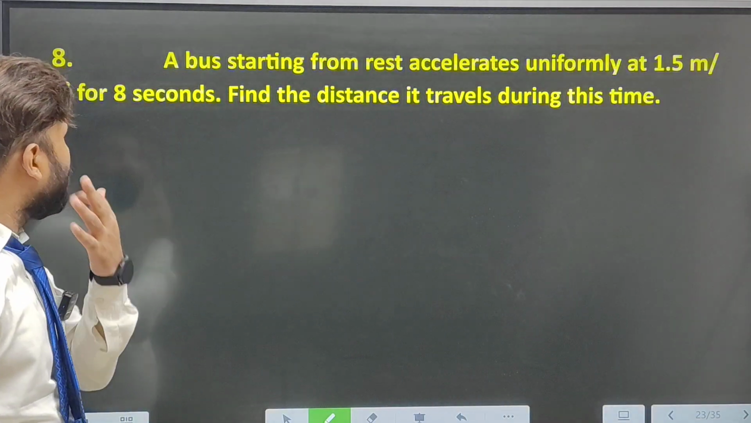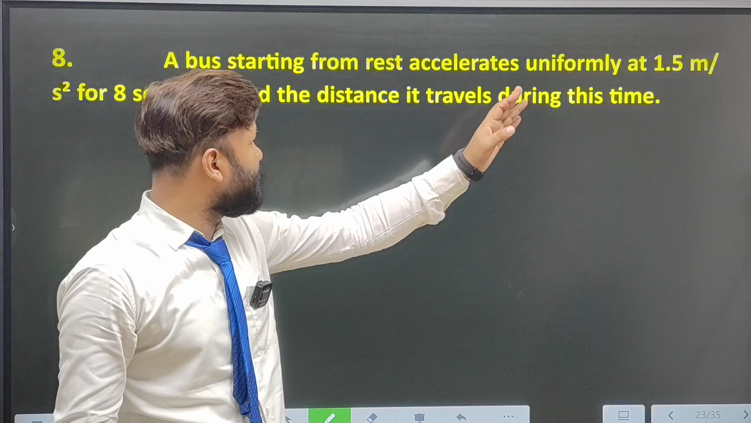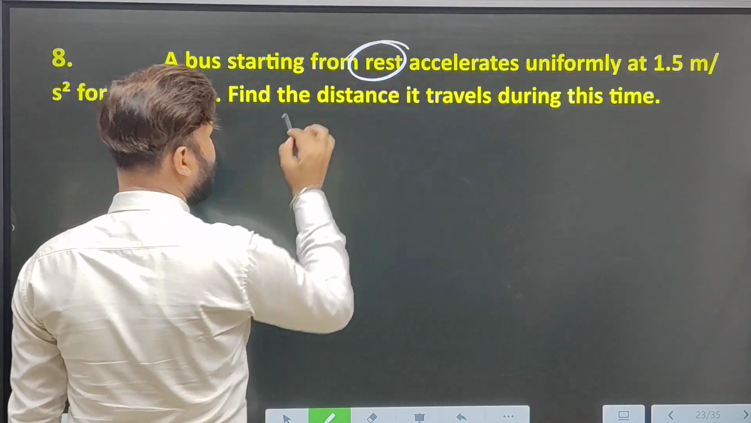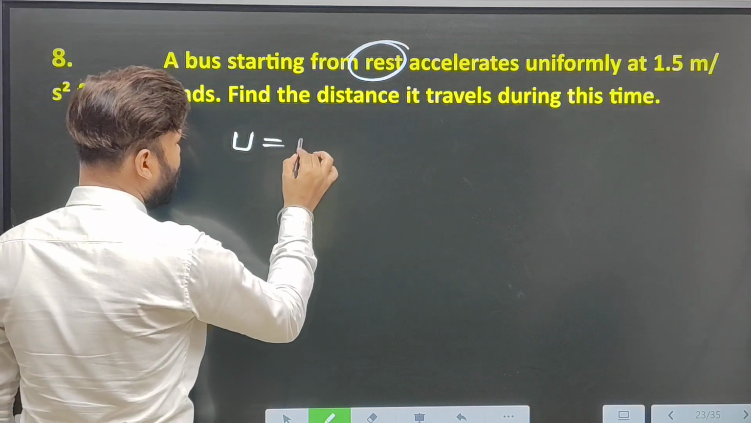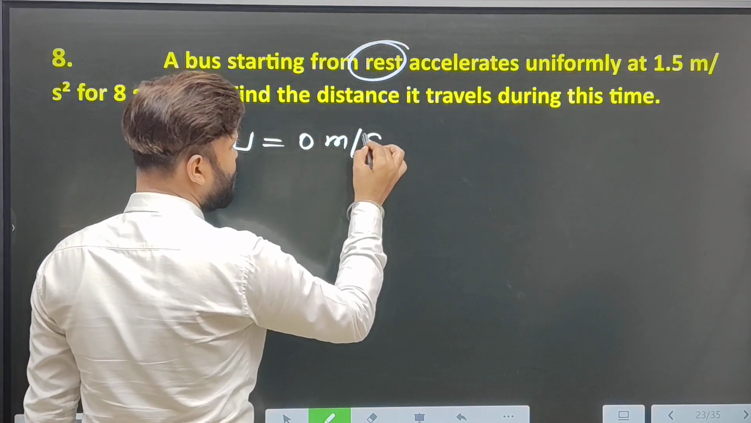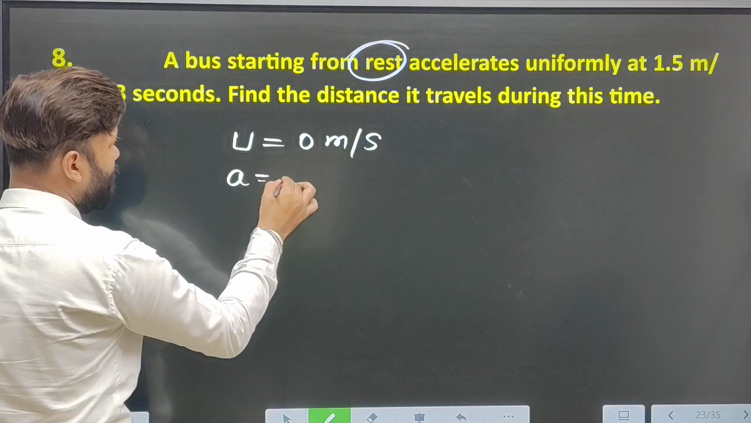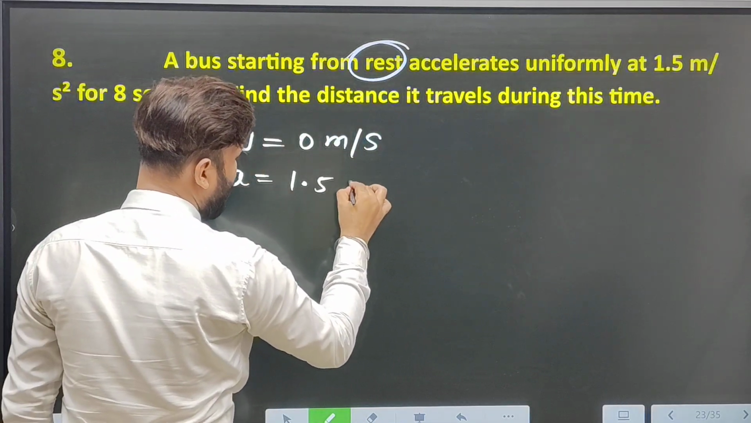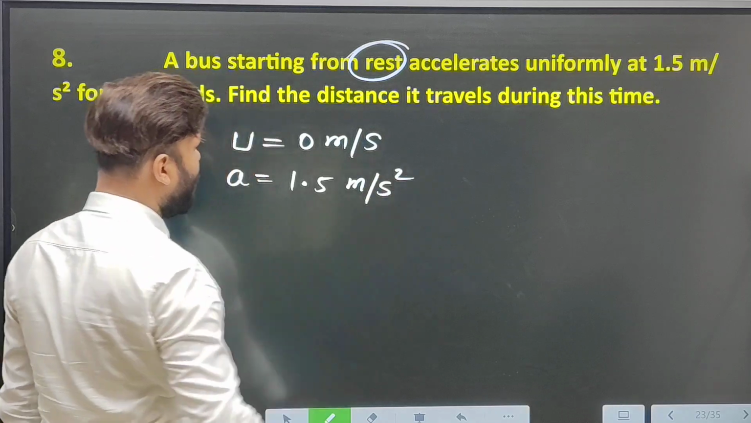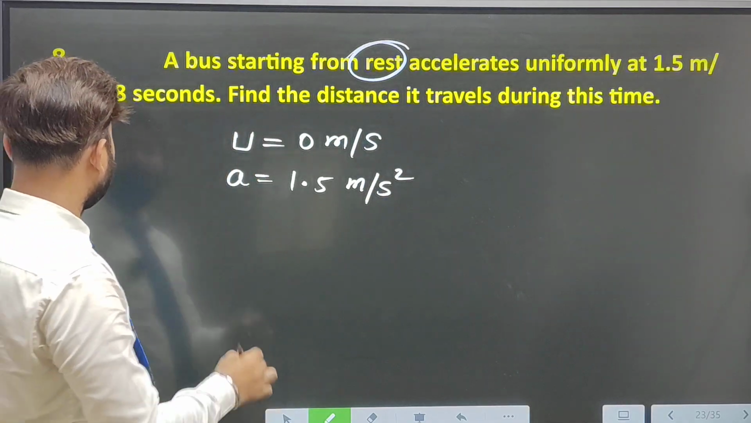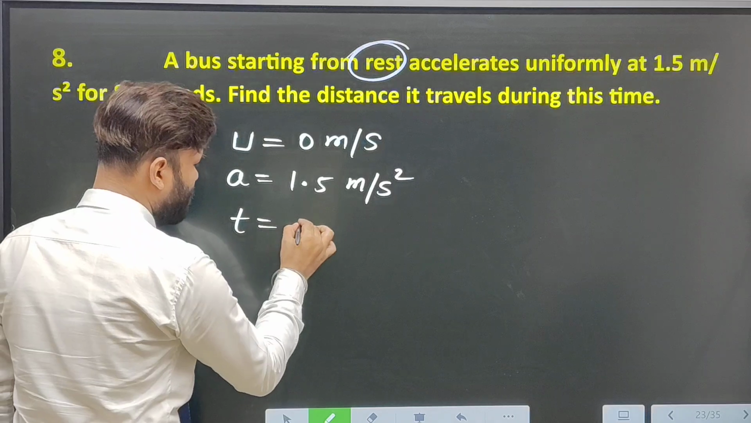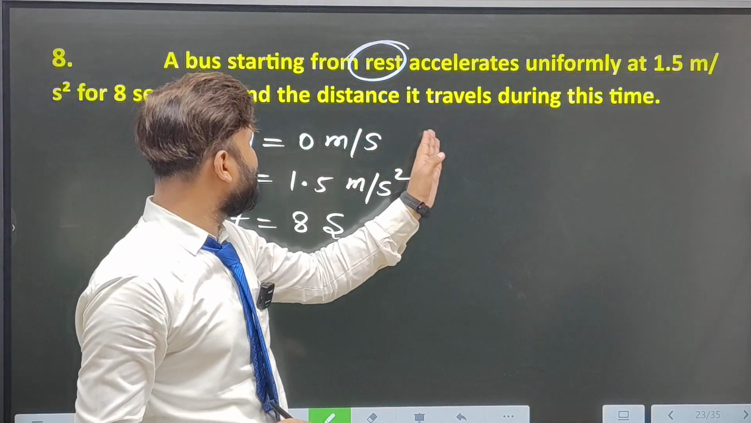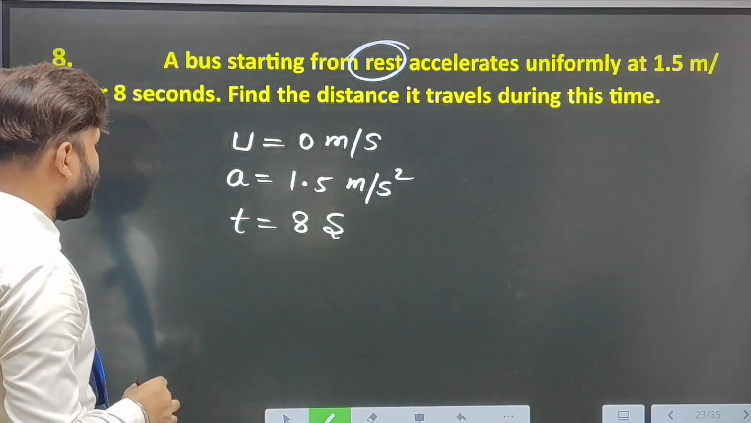Next question. A bus starting from rest accelerates uniformly at 1.5 meter per second square. The bus is starting from rest. It means initial velocity will be 0 because it is starting from rest, and acceleration is given, 1.5 meter per second square. In how much time? 8 seconds. Time is given, 8 seconds. Find the distance it travels during this time. You have to find the distance.